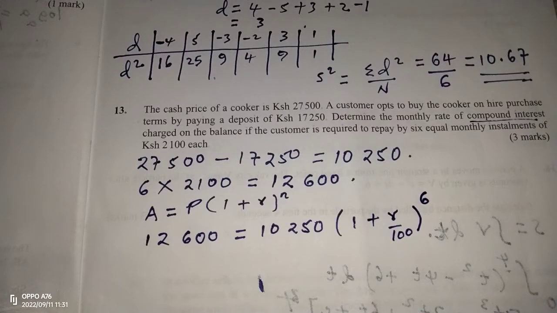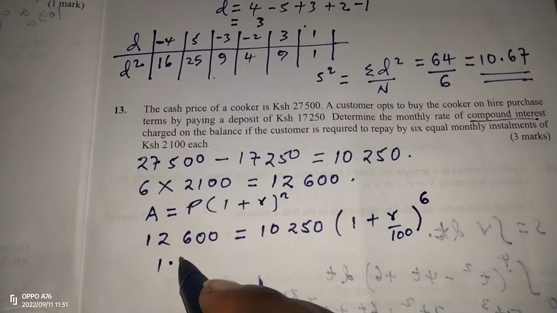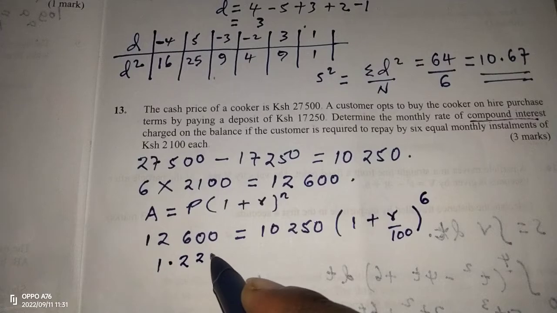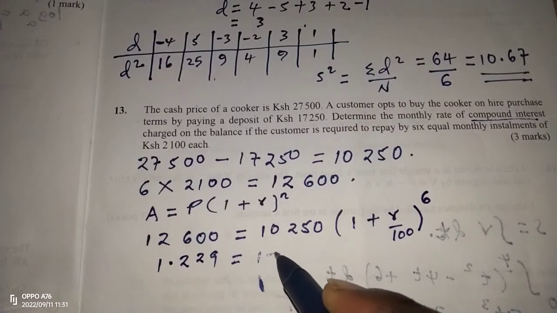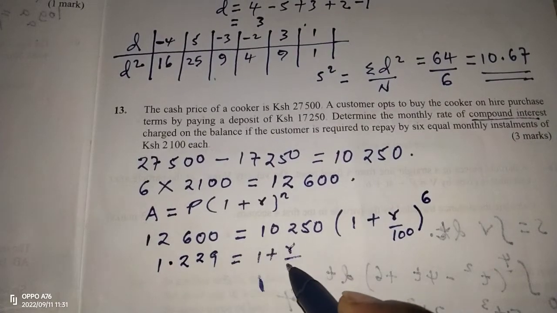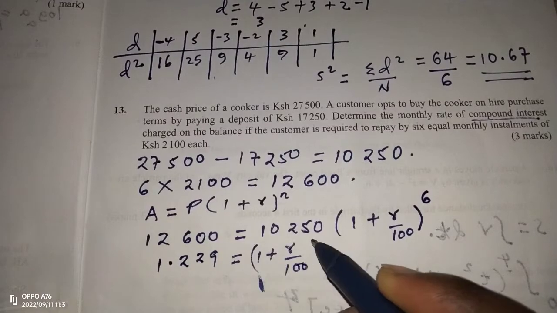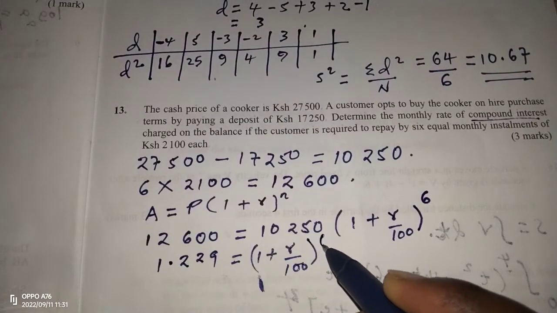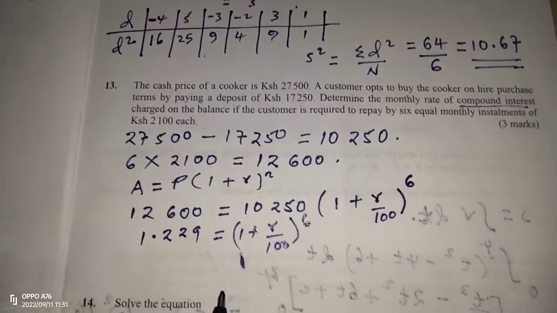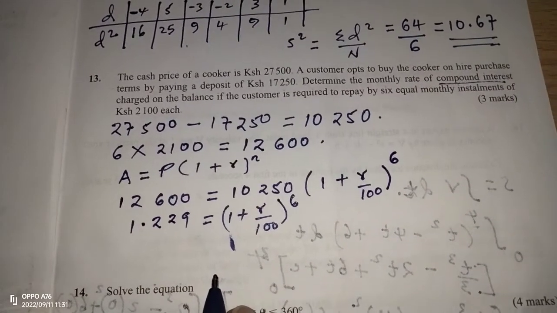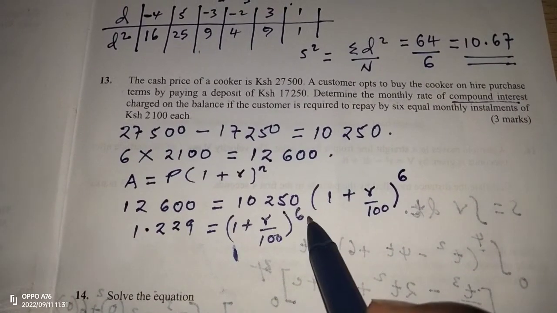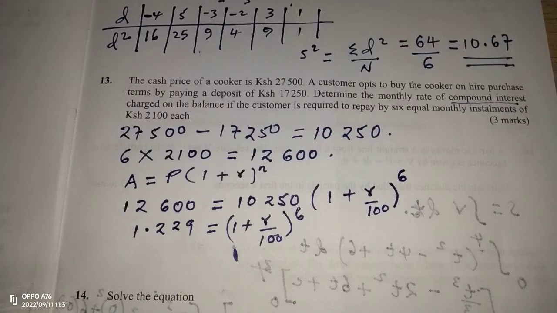We can take 12,600 and divide it by 10,250. This is going to give us 1.229 equals (1 plus R out of 100) raised to power 6. Therefore, for us to do away with this power 6, we can get the 6th root of both sides.